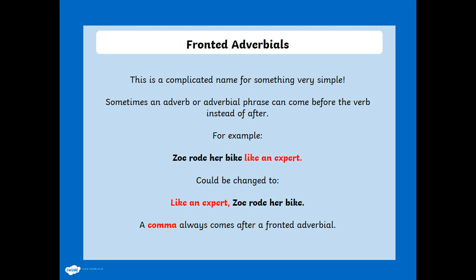All right, so we've mentioned adverbs, adverbial phrases. Now we have fronted adverbials. It's a complicated name for something that is actually quite simple. Sometimes an adverb or adverbial phrase can come before the verb instead of after. So it's literally fronted. It's coming before the verb or in the front. For example, we had Zoe rode her bike like an expert. We can change that to like an expert, comma, Zoe rode her bike. It still has the same meaning, except now the adverbial is in the front of the sentence, and the comma always comes after the fronted adverbial.